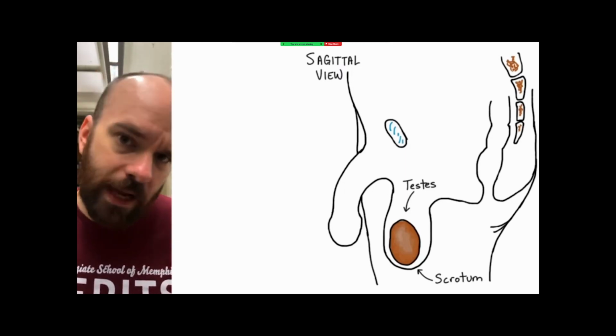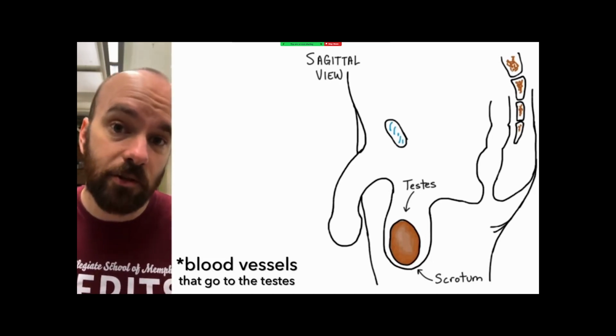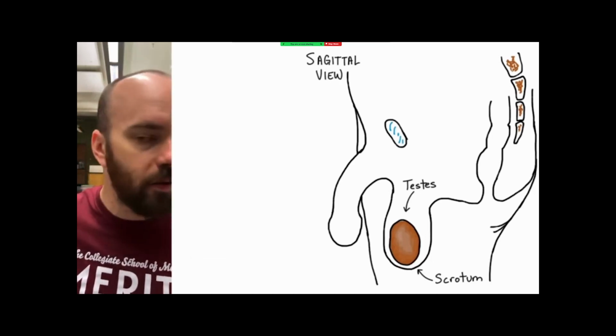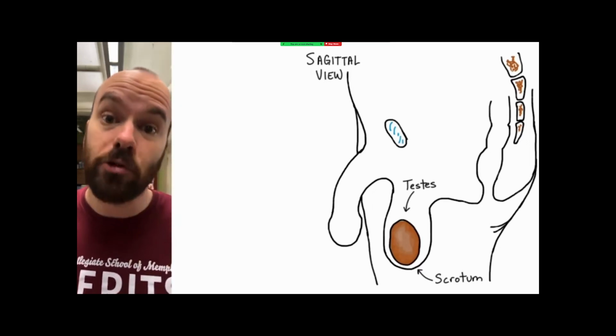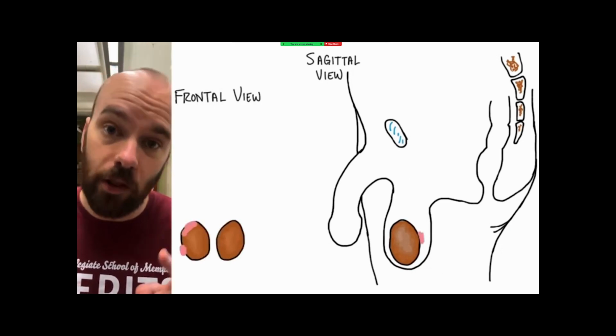They're not drawn in the diagram, but there's lots of blood cells that go to the testes. And whenever the testes produce testosterone, it's not going to go through the other tubes that I'm about to talk about. That hormone will travel directly into the bloodstream straight from the testes. The sperm cells, however, follow a different path.